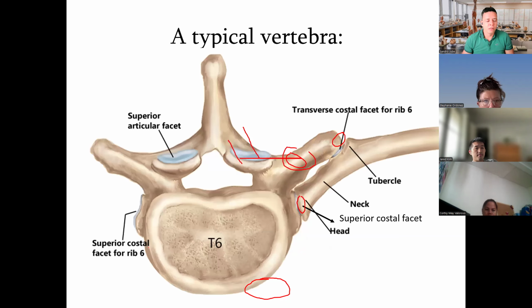Now, this is what that articulation would look like with the vertebra and a rib. You can see right here, they are literally touching each other at the superior costal facet, and touching each other right there, at the transverse costal facet.